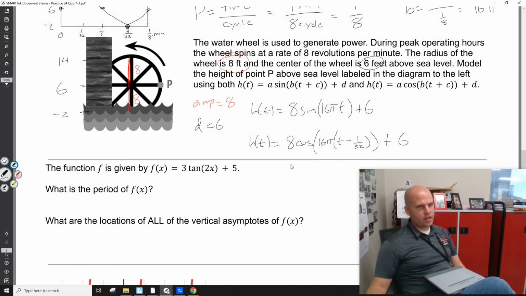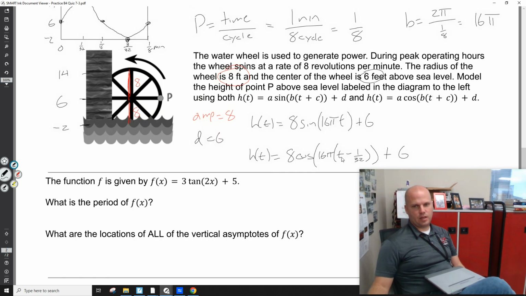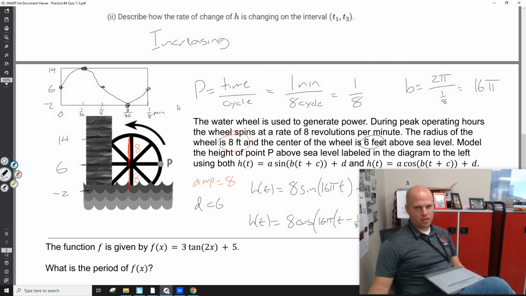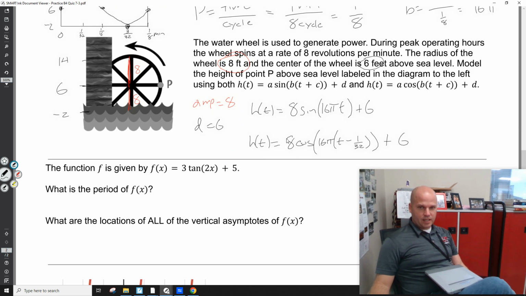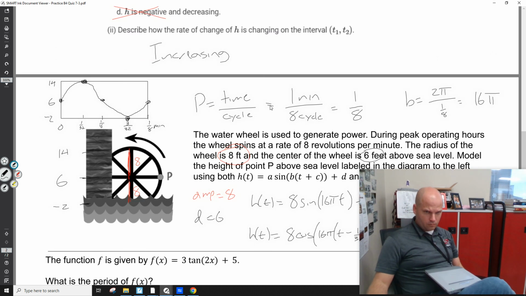You could always check your values by plugging in things. If I plug in 1/32, I got the cosine of 0, which is 1, times 8, which is 8, plus 6 is 14. That's that point there. If I plug in a 16th, I'm going to get the cosine of pi over 2, which is 0, which means that's going to get zeroed out, plus 6. Everything can be checked off, and you're good.